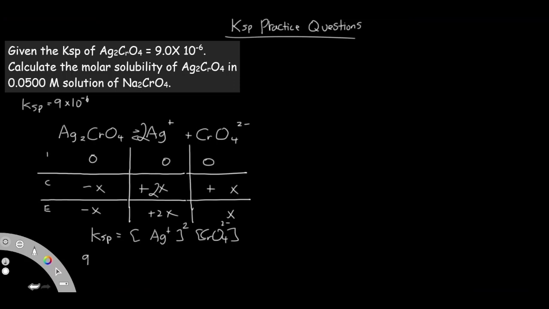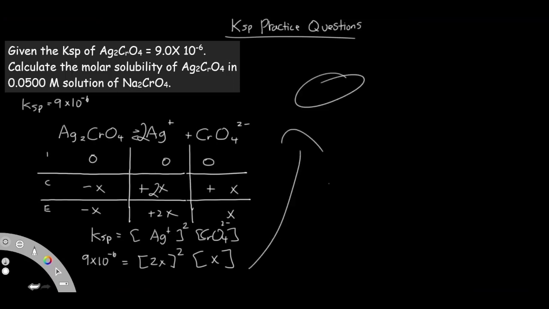All right, so we know our Ksp as written is 9 times 10 to the negative 6. In terms of our Ag, we know that it's a 2x, so we'll just be putting 2x, and that's going to be squared. Our CrO4 is just an x, so that becomes put over there, and there's this exponent of 1. However, before we continue, we need to identify another thing that we know in the question. The question does say that we have 0.05 moles per liter of this, right? So we actually have to add this number into here, our 0.05 molarity, or moles per liter.